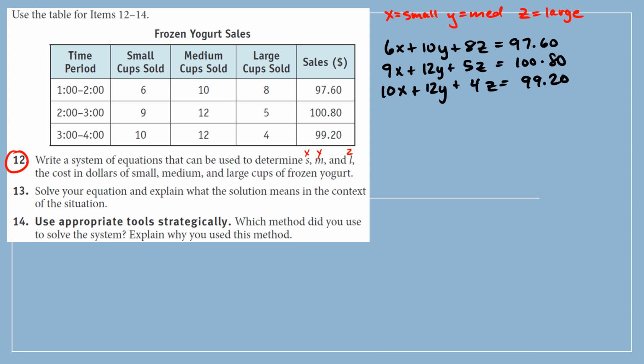So hopefully coming up with the system wasn't too much trouble. Now you want to solve it. You can use any method you want to solve it. Okay? I'm going to give you my feeling on this. You can do whatever you want, okay, because it'll all work.